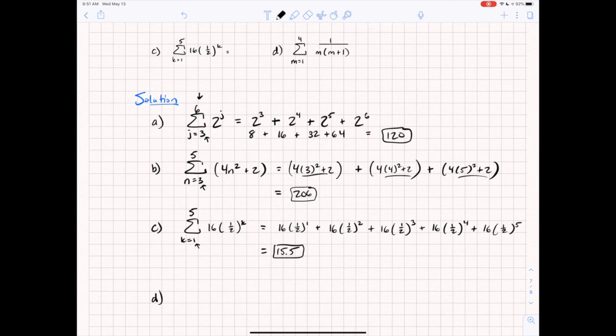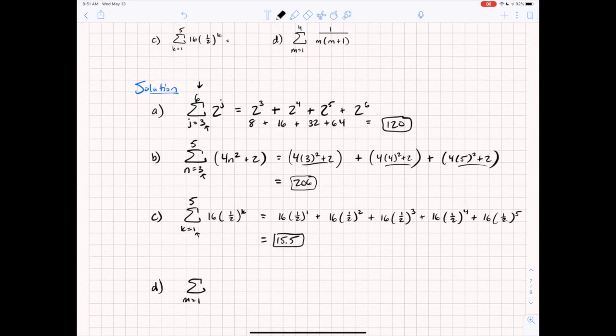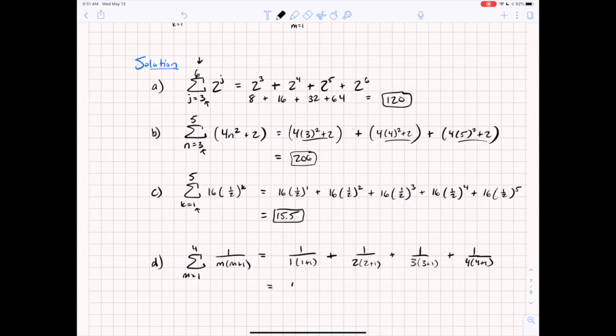All right, now for the final one, I want to find the sum of m is equal to 1 to 4, where my argument is 1 over m times m plus 1 in parentheses. So then this is going to be equal to, I'm going to plug in 1 for m. So this will be 1 over 1 times 1 plus 1, plus plug in 2, plus plug in 3, plus plug in 4, and I stop there because that's what the upper limit is. Going through and simplifying, this would come out to be 4/5, or 0.8.